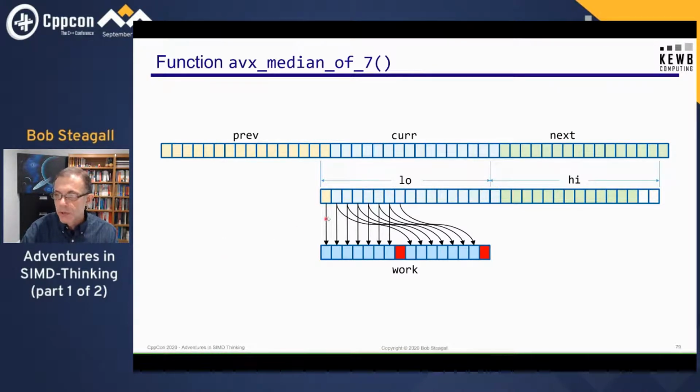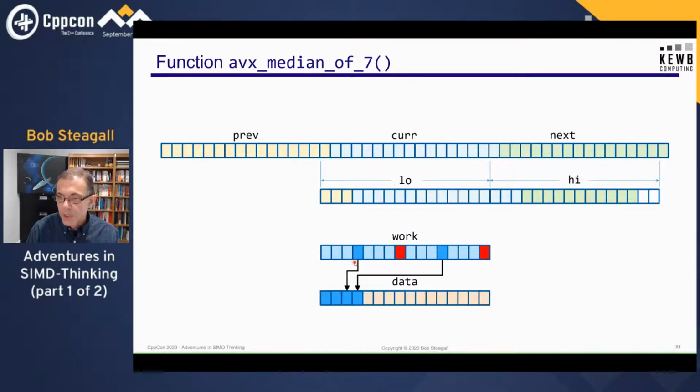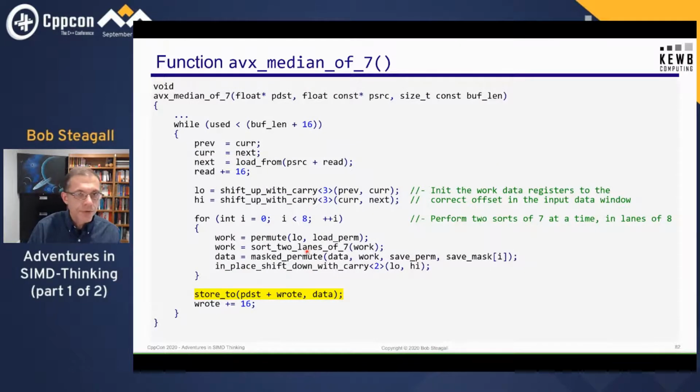I take what was the 3rd lane of 7 and the 4th lane of 7. I load them into my work register. I sort them, and I use my save mask. I use my second save mask bit mask, and now I've saved the 3rd and 4th median values into my accumulator. And I'll do that 4 more times in order to fill the rest of the data register. When the data register is full, then I will write that out to memory somewhere, and I'm done.